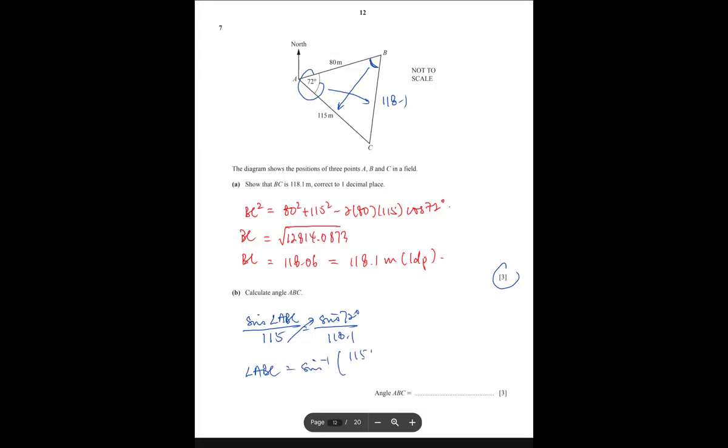115 sine 72. Okay, you can actually skip this step. This step you can skip. Just make sure your answer is correct. So 67.8 meters.